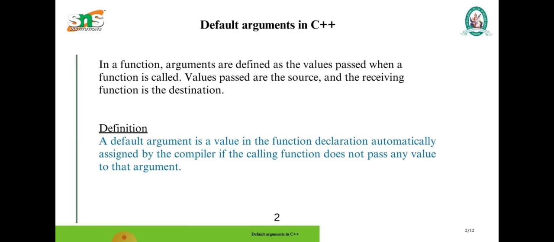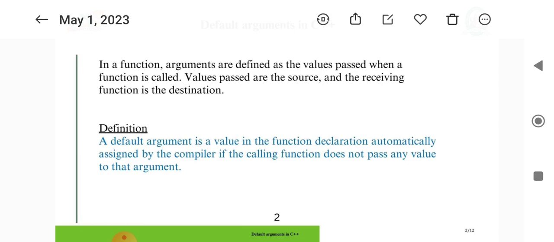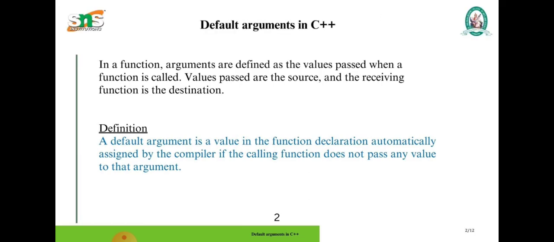When we speak about the definition of default arguments, a default argument is a value in a function declaration that is automatically assigned by the compiler if the calling function does not pass any value to the argument.